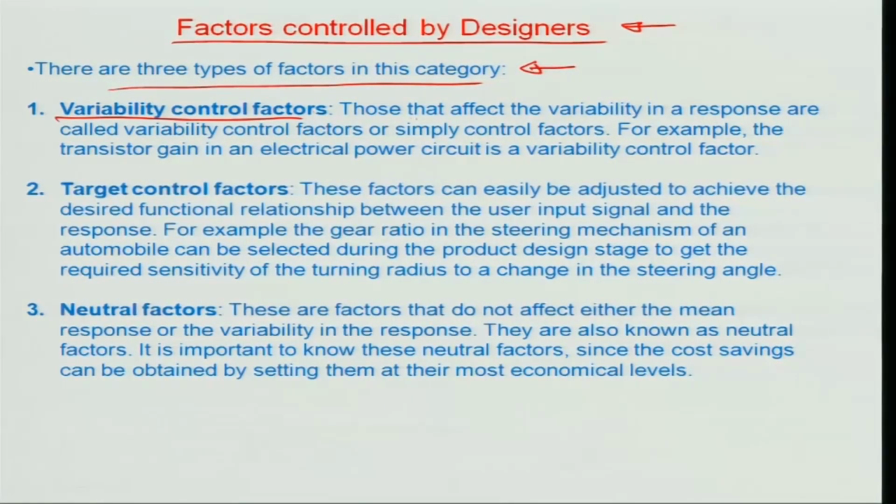So, they affect the variability in the response. You can simply call them control factors, or you can call them variability control factors. For example, in a control circuit having a transistor, and the circuit is intended for the transistor as an amplifier. If you increase or decrease the gain voltage, the output response of the transistor is also going to change accordingly. Supposing the gain factor is increased, then the output voltage or the response would go high, and it will scan over a different range, and vice versa.